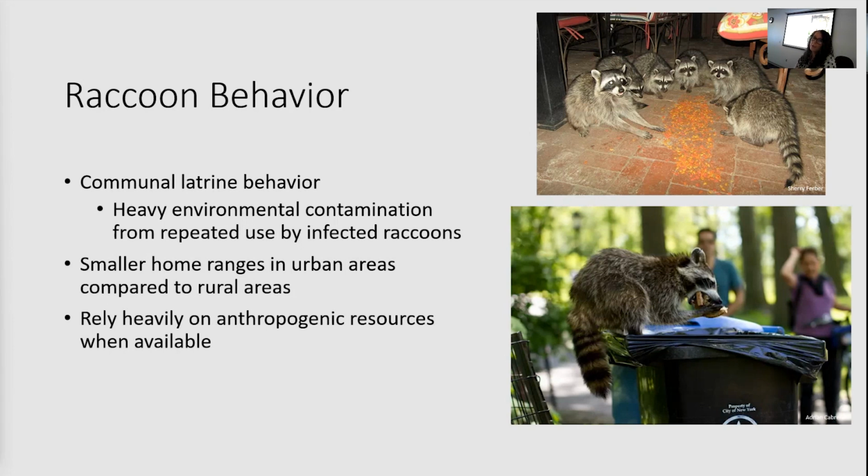And then again, raccoons heavily rely on human food sources when they're available. This is especially important to raccoon roundworm transmission. As I mentioned, adult raccoons can be infected by ingesting an infected intermediate host. So if they're relying on human food sources rather than predation, then that can disrupt that transmission.